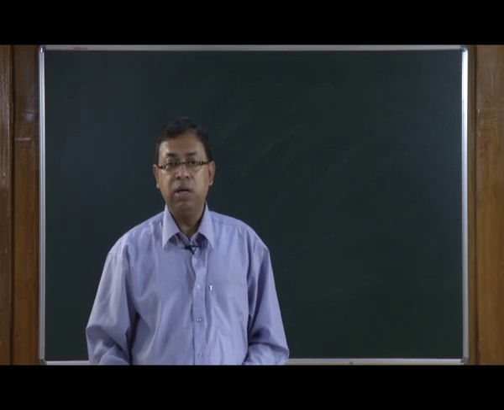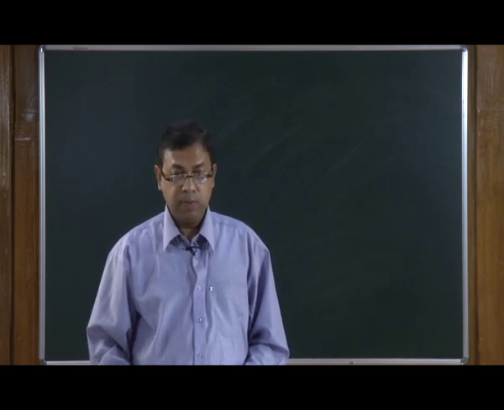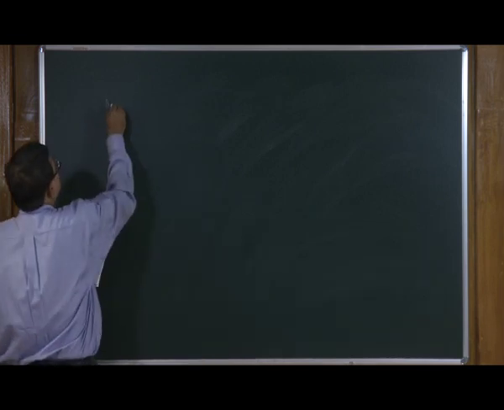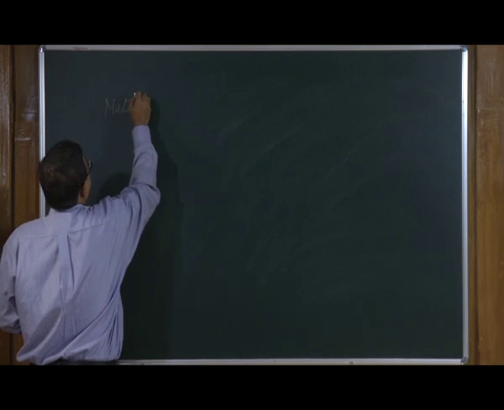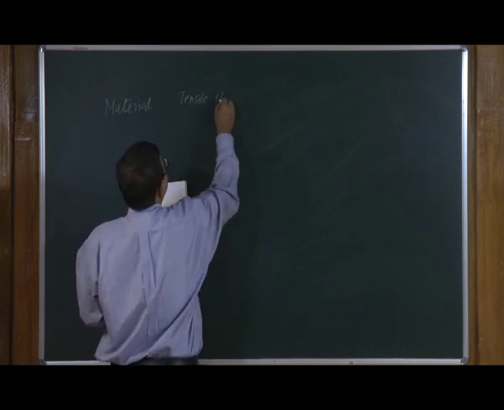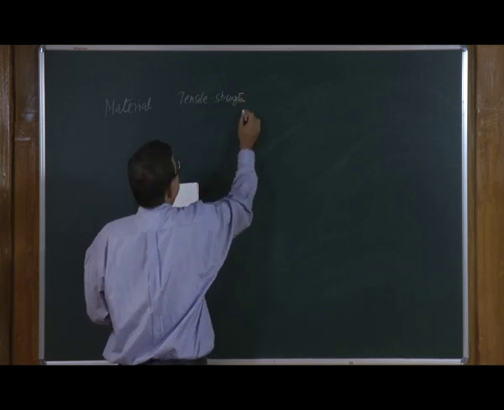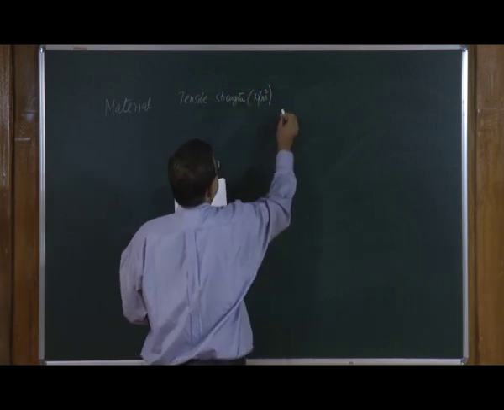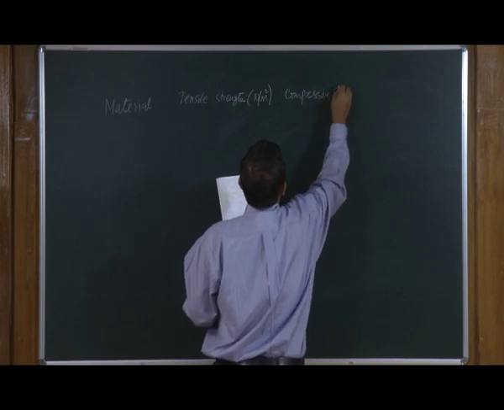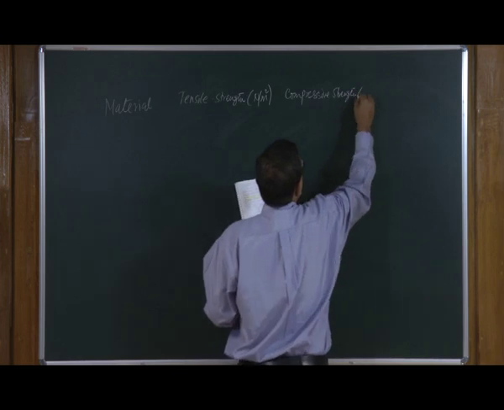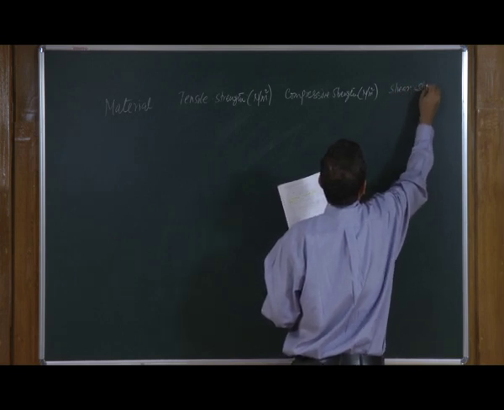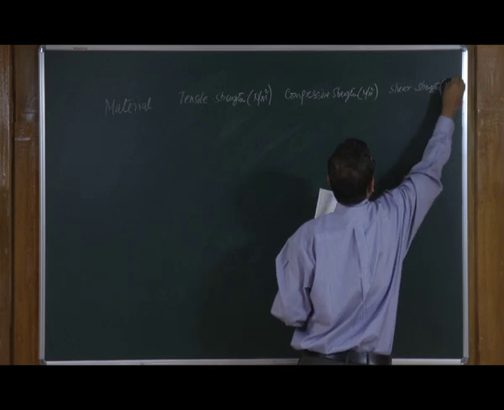I'll write down their maximum allowable tensile stresses, compressive stresses and shear stresses. So, to begin with, let's just make this table. So, we have material and then we have tensile strength in Newton per meter square, compressive strength in Newton per meter square, and shear strength again in Newton per meter square.